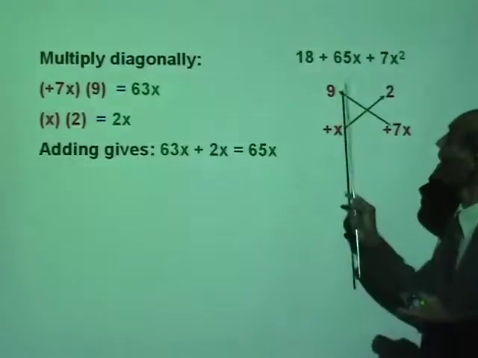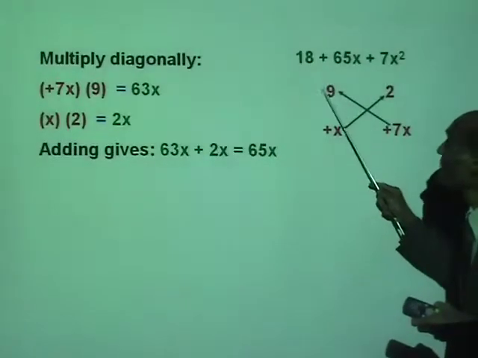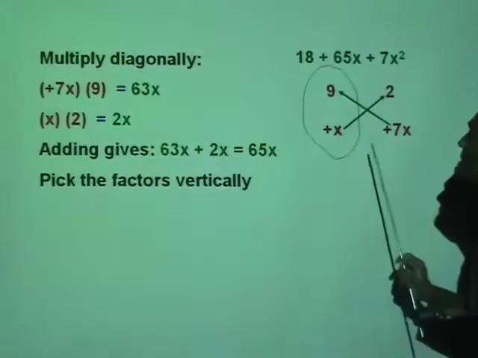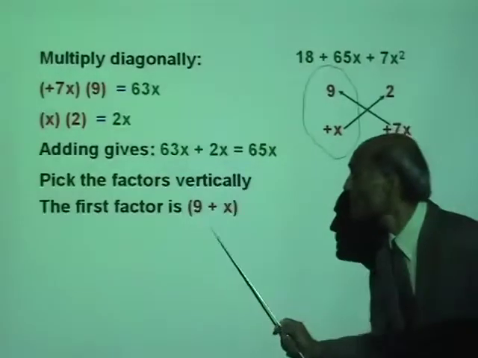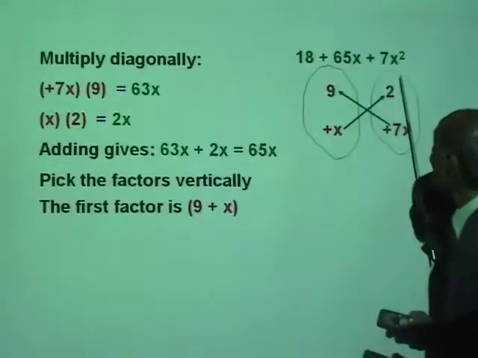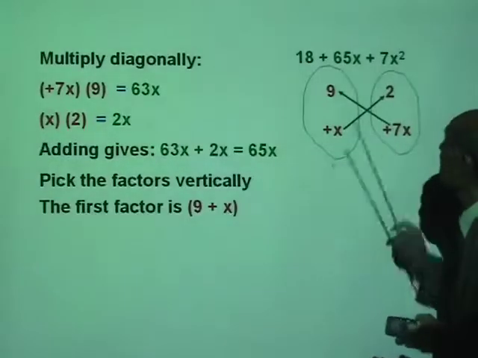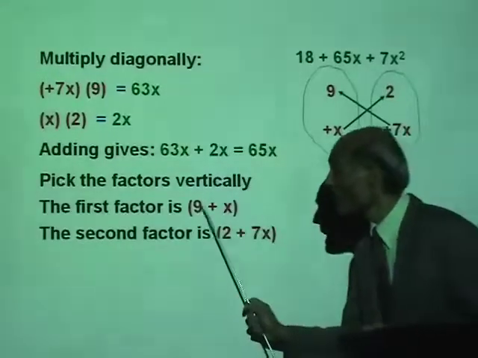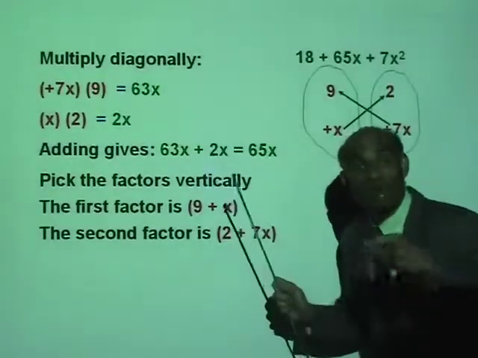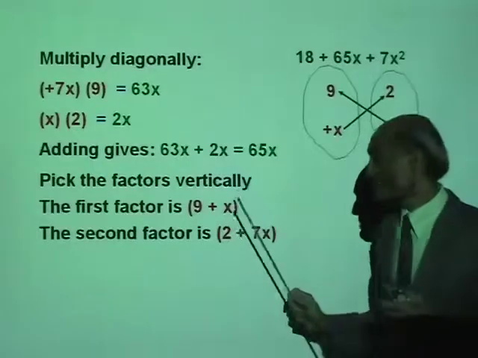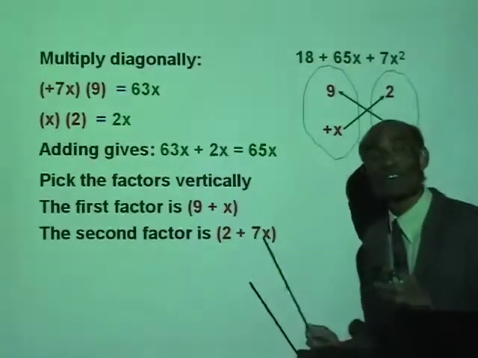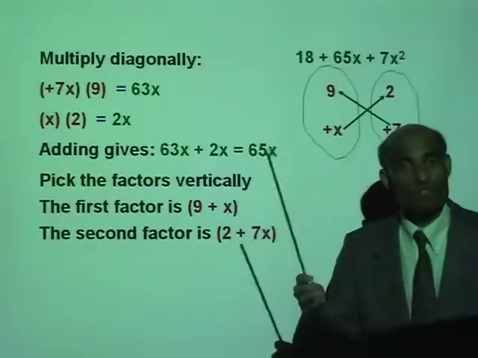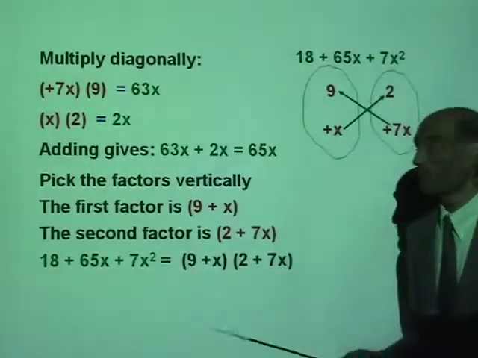So what are our factors here? The first factor is 9 plus x. That's right. The first factor is 9 plus x. And the second factor is 2 plus 7x. And remember, 9 plus x is the same as x plus 9. 2 plus 7x is the same as 7x plus 2. It doesn't make any difference when you write either way.